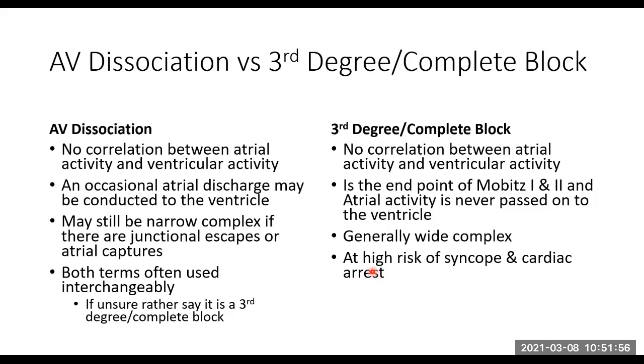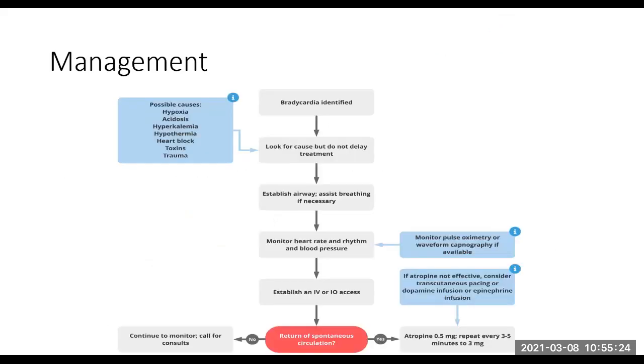Okay. Now, however, in AV dissociation may not always happen because you may still get those atrial complexes going through. Okay. So both terms are often used interchangeably. And if you're unsure, always say it's a third degree rather than a complete block. Okay. It will save you from a lot of blushing by instead of making a mistake. Okay, so at least I hope you guys got that bit of it, all right?